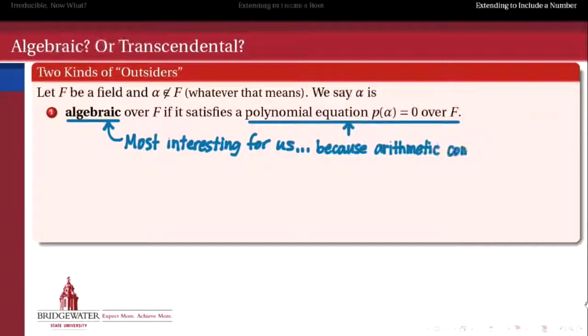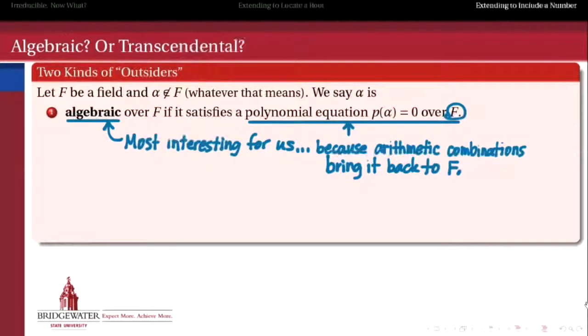And the reason that this gives us interesting algebra is when a number is algebraic over the field f, when it satisfies a polynomial equation over f, that means that we can do some arithmetic combinations to it, raise it to certain powers, multiply it by some elements of f, add and subtract those together, and the result ends up landing back in f, even if alpha itself was not.